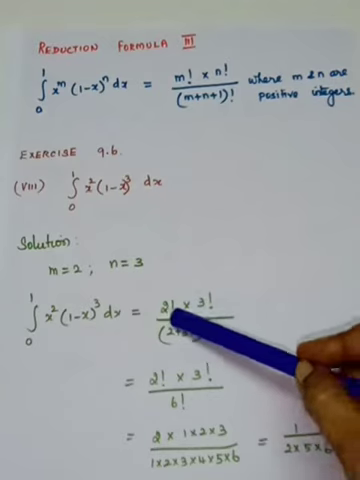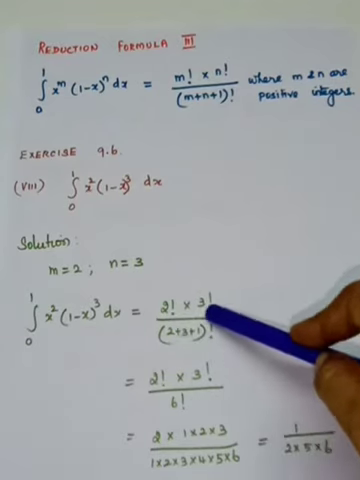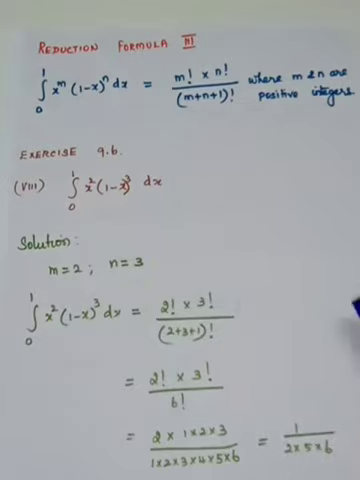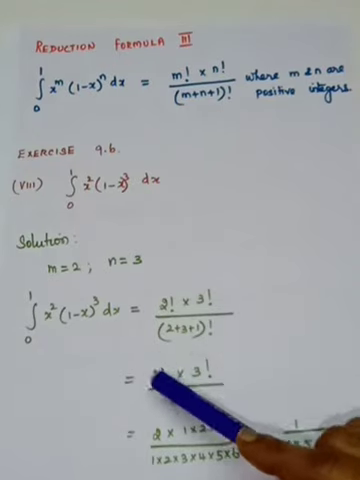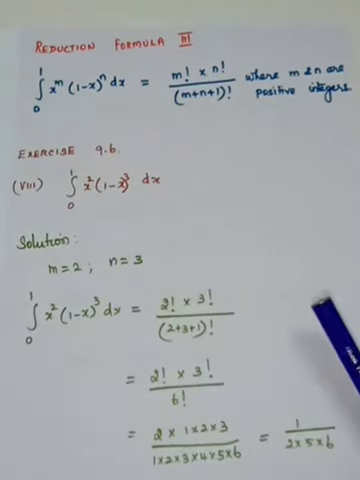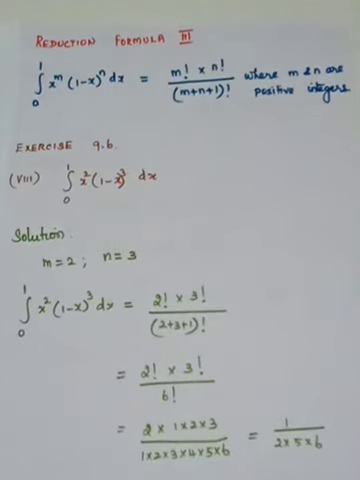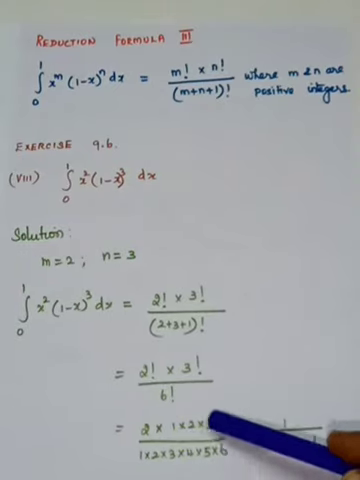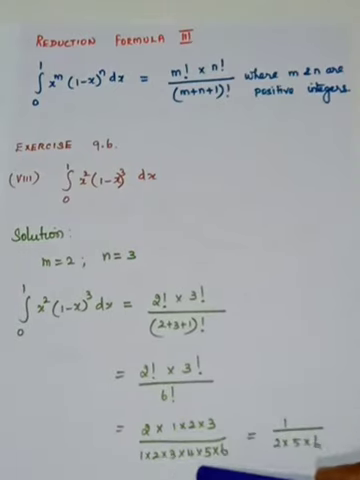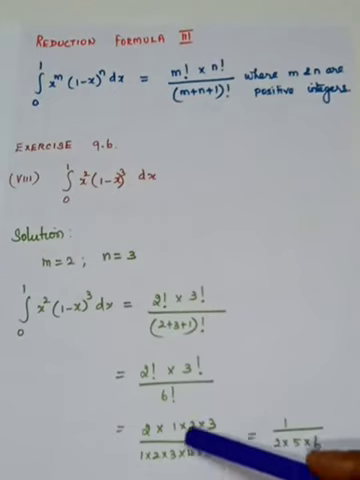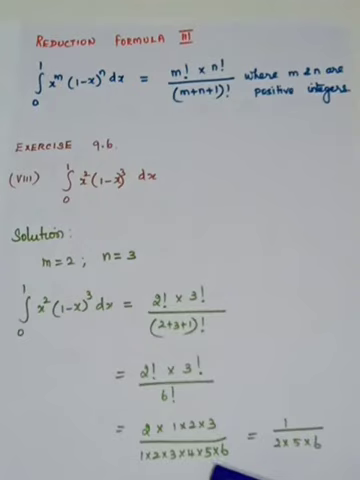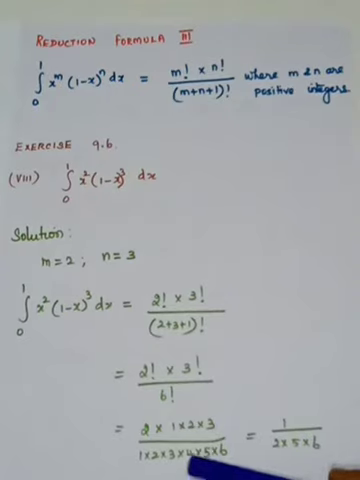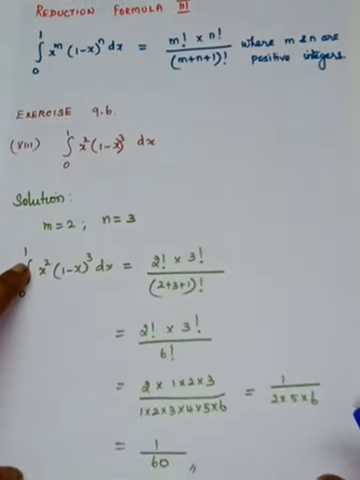So the formula is m factorial, 2 factorial, into n factorial, 3 factorial, divided by m plus n plus 1, so 2 plus 3 plus 1 factorial. 2 factorial into 3 factorial divided by 6 factorial. Okay, so see now, 2 factorial is 1 into 2, that is 2. 3 factorial is 1 into 2 into 3. And 6 factorial is 1 into 2 into 3 into 4 into 5 into 6. Okay, so here 1 into 2 into 3 gets cancelled. If you cancel with the 4 and 2, you will get 2 here. So 1 divided by 2 into 5 into 6. The answer is, what is it? It is 1 by 60.